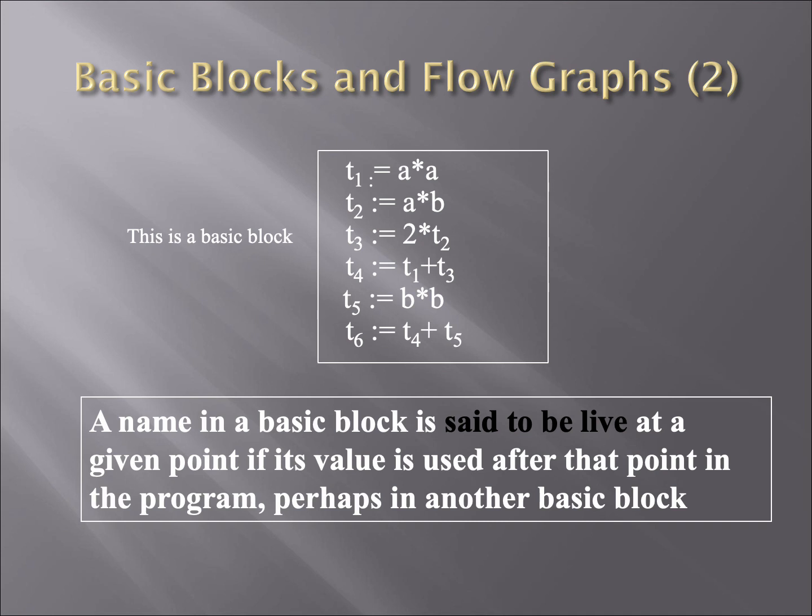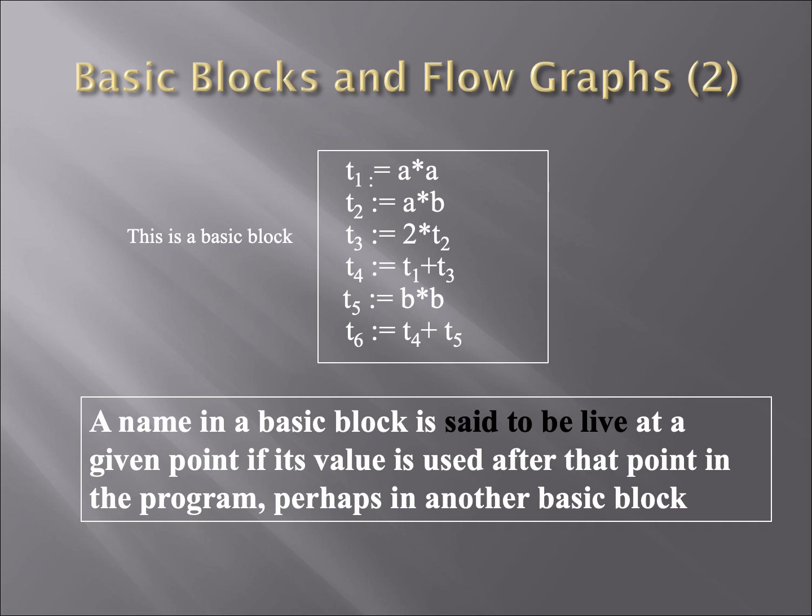Now every block is to be divided into different groups, as I said. Before dividing into groups, we should know the value of the variable, that is the scope of the variable. If the value of one variable is to be used in another block, we have to be very cautious in dividing the basic blocks. So a variable name in a basic block is said to be live at a given point if its value is used after that point in the program.